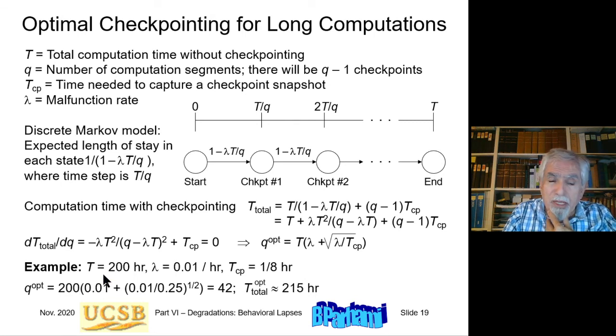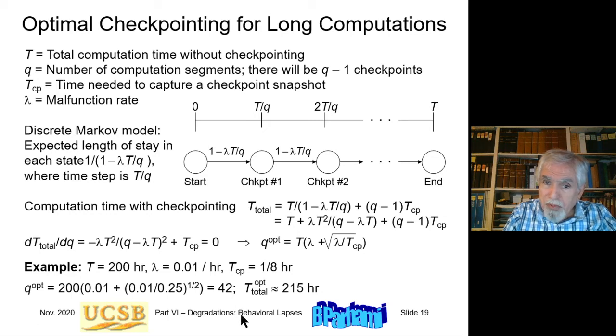Okay, so here's a numerical example. Suppose T is 200 hours. Lambda is 0.01 per hour. And the checkpointing overhead is 1/8 of an hour. So we have to record a lot of data on disk, and that takes a long time. Then with these particular numbers plugged in here, the optimal Q is 42. So that means we will have 41 checkpoints, under these assumptions.